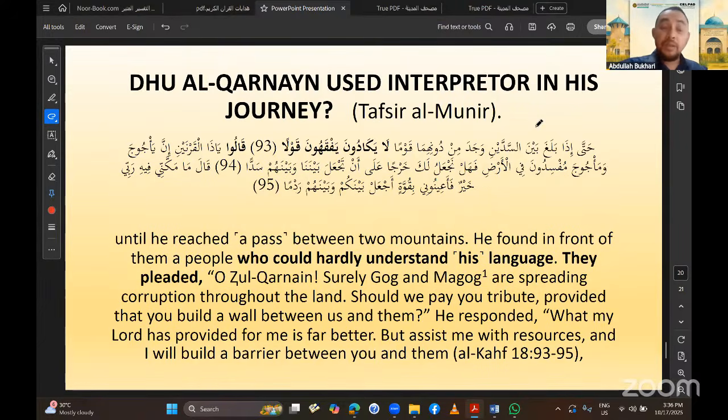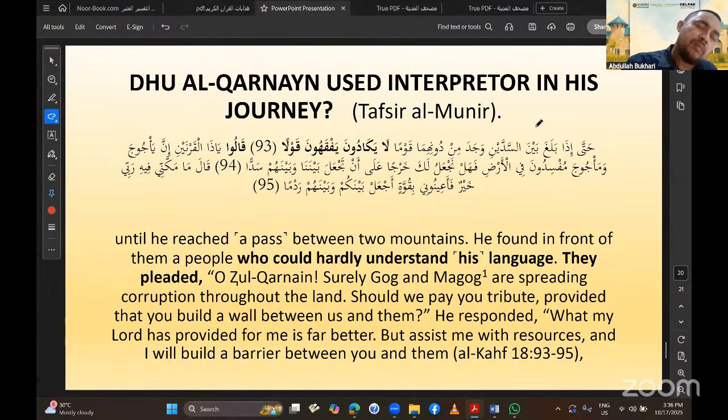Okay, and then if you go further in the Holy Quran, Dhul Qarnayn. Dhul Qarnayn is the great conqueror mentioned by Allah in Surah Al-Kahfi. We know that Dhul Qarnayn traveled all over the world to spread justice and goodness to human beings. And then one time, he reached a pass, a place between two mountains. And then in this ayah, it says he found in front of them people who could hardly understand his language. Because Dhul Qarnayn was a great ruler, a great king, who traveled all over the place. And then he arrived at this place.